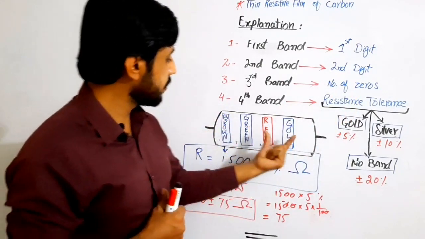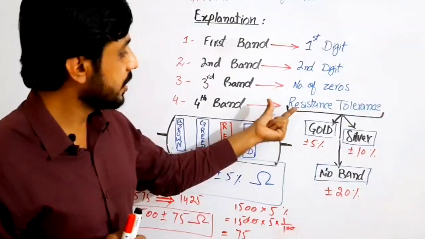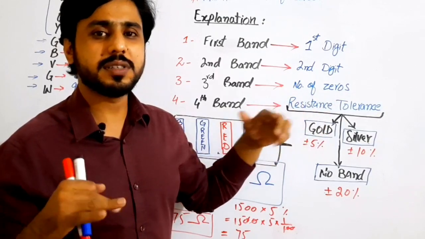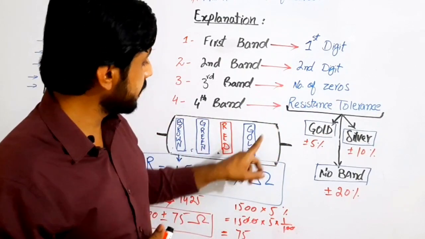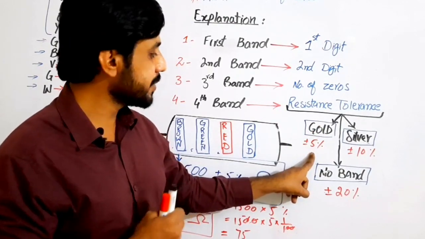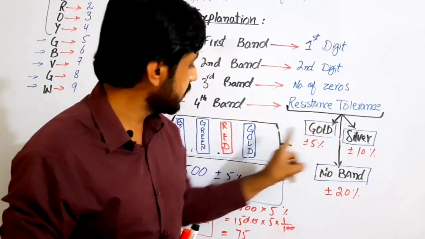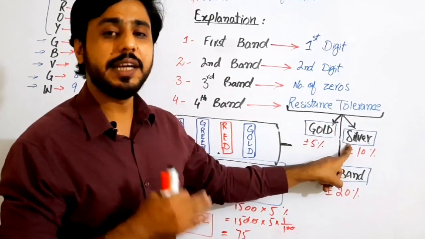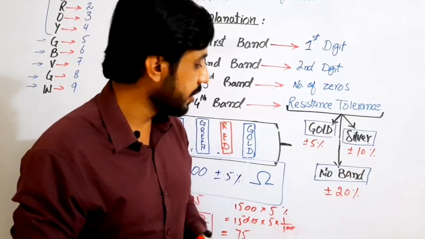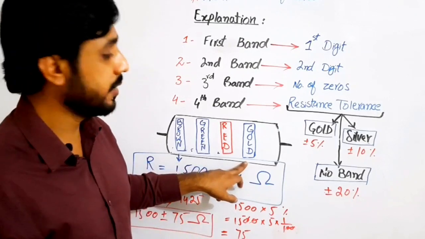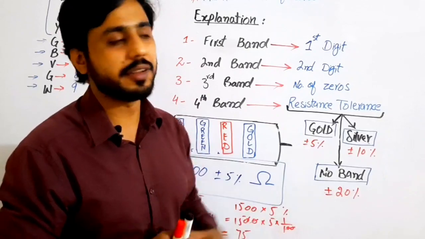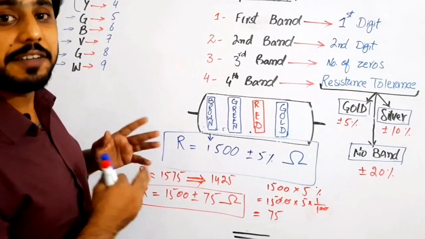Now the fourth band or fourth color is the resistance tolerance. Resistance tolerance means the possible variation in resistance, how much the resistance can vary. If the fourth color is gold, then the resistance can vary 5%, plus minus meaning variation. If the fourth band is silver, then the resistance can vary 10%, plus minus. And if there is no fourth band, then we suppose the resistance can vary 20%. Now we are going to understand it with an example.